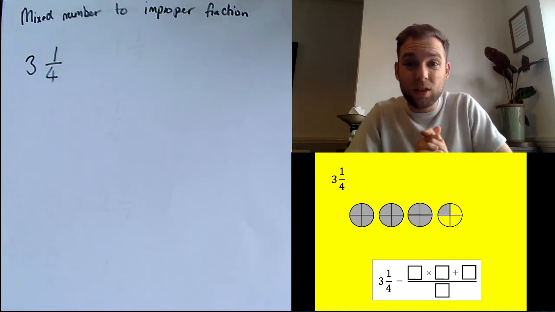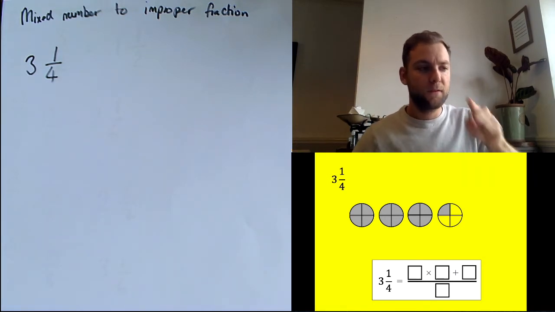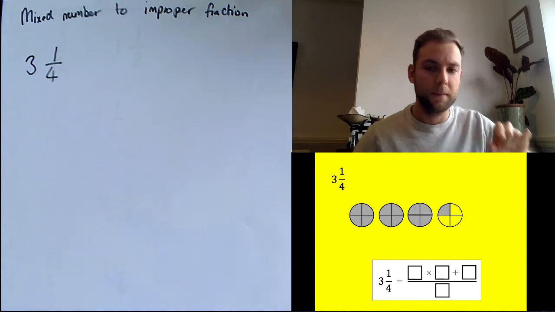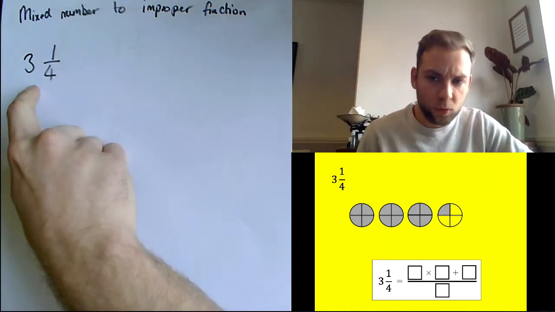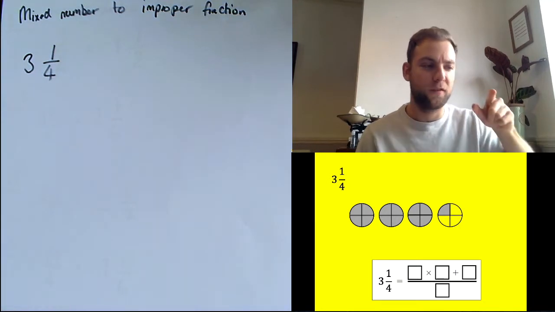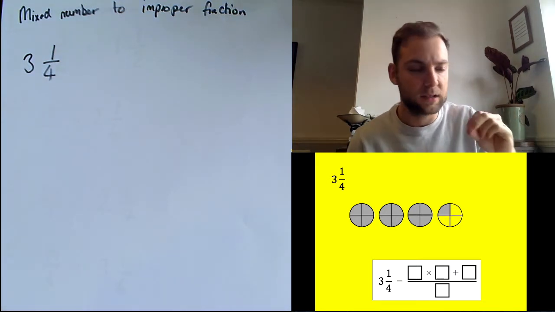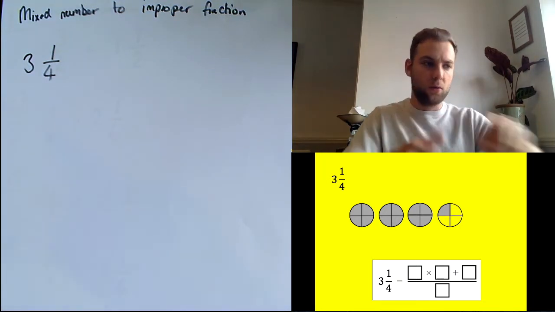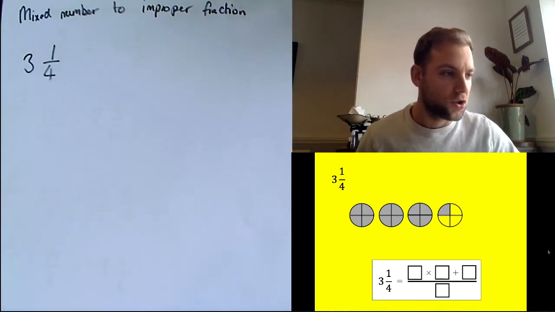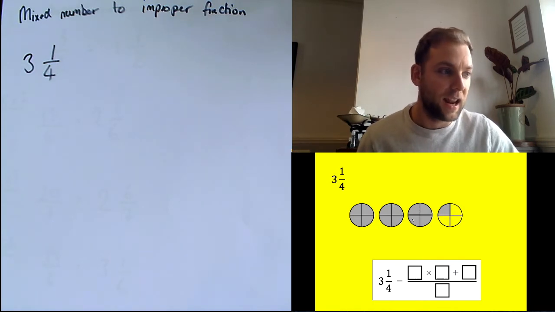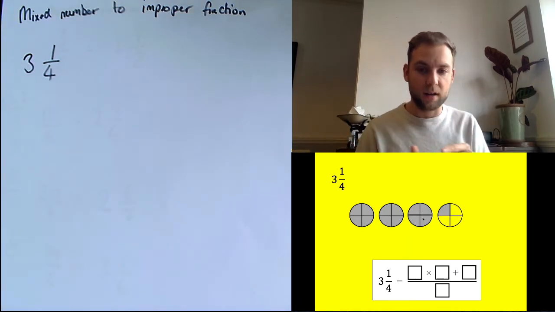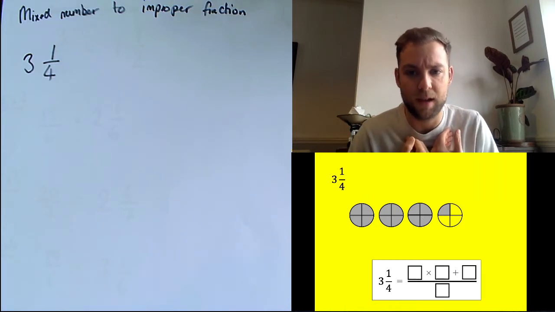Well, the thing we need to look at here is, first of all, we're going to use this diagram. So if I've got 3 wholes, and they're all split up into 4, how many parts have I got there? Having a look on here, 1, 2, 3, 4, 5, 6, 7, 8, 9, 10, 11, 12. I've got 12 parts there. Now, is there a quicker way for me to do that?